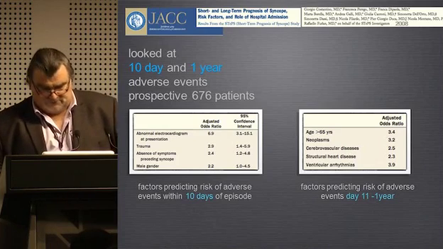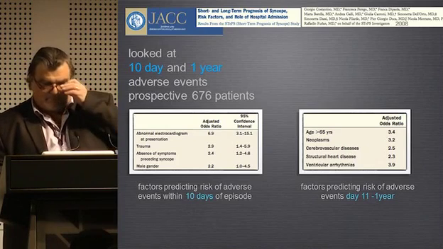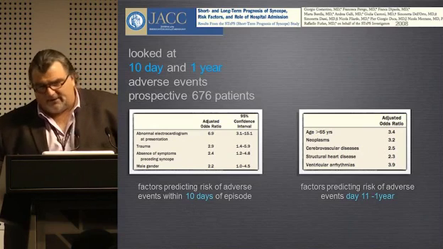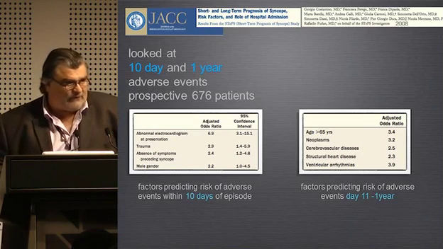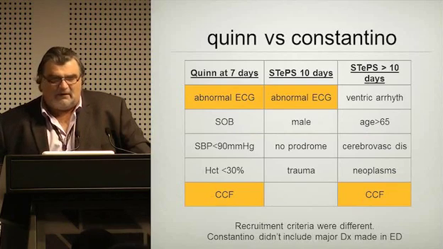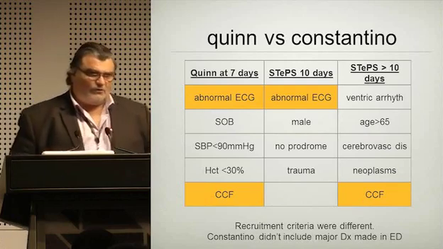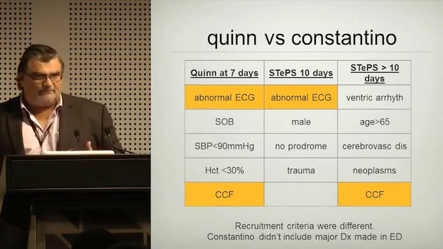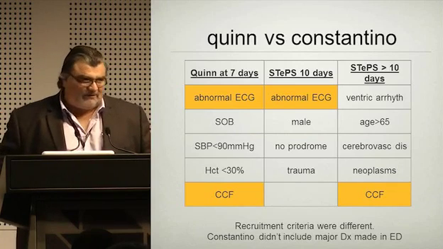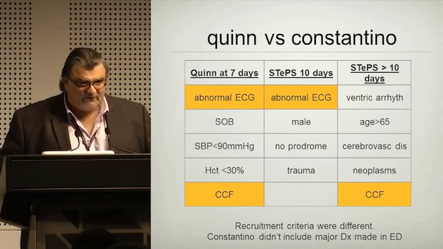And the one on the right, which was from day 11 to 1 year, if you're older again, if you have background bad things, you know, structural heart disease, cancer, something bad's going to happen to you. But if we look at Quinn and Constantino together, and one is at 7 days and one is at 10 days, we'd expect similar things to be occurring. I mean, it's only 3 days difference.